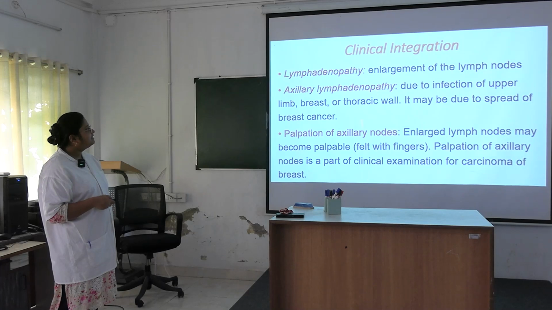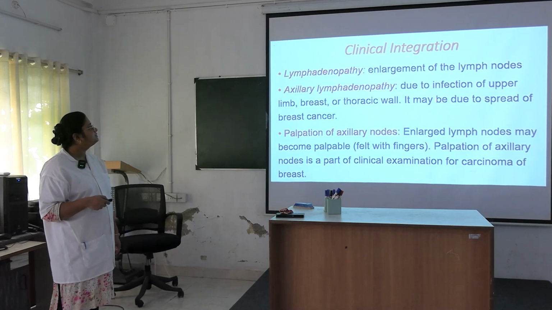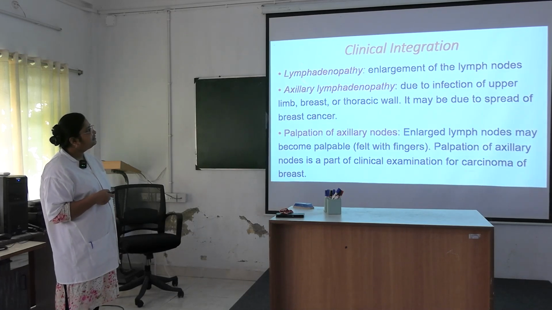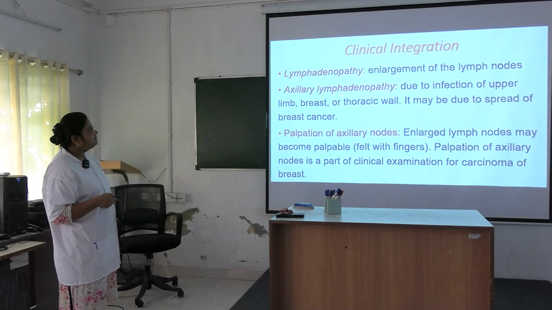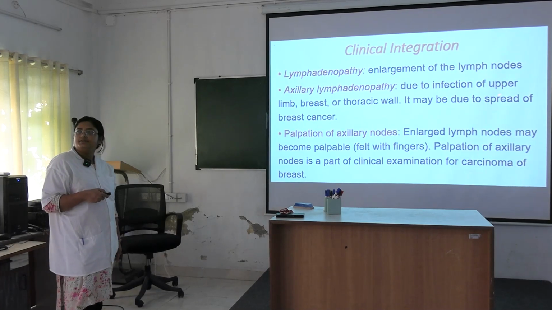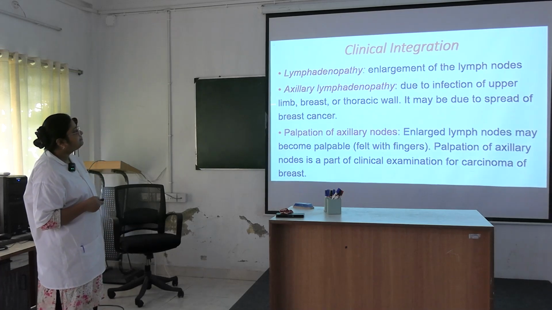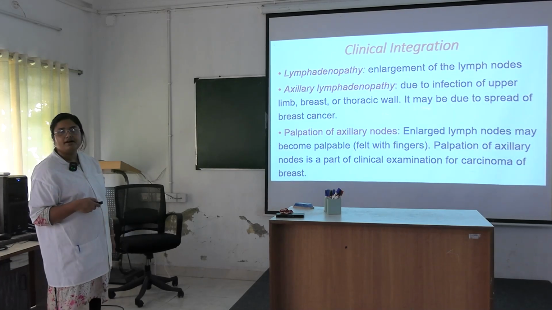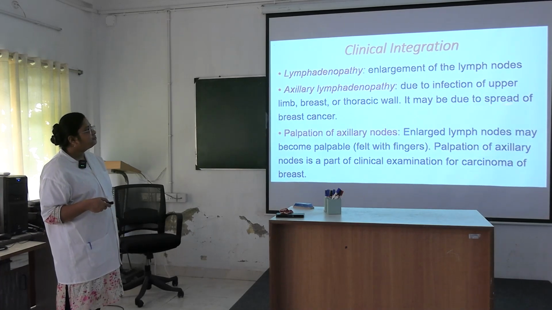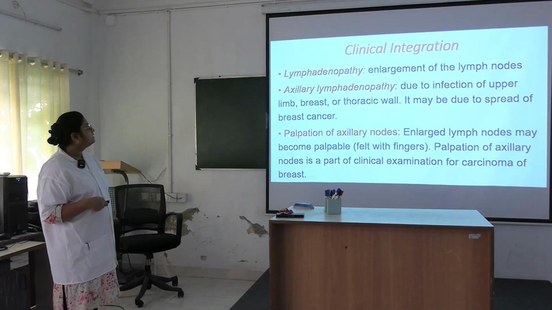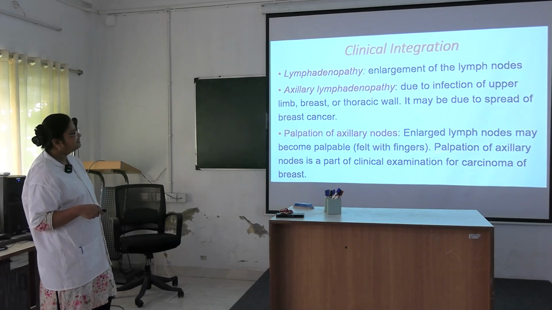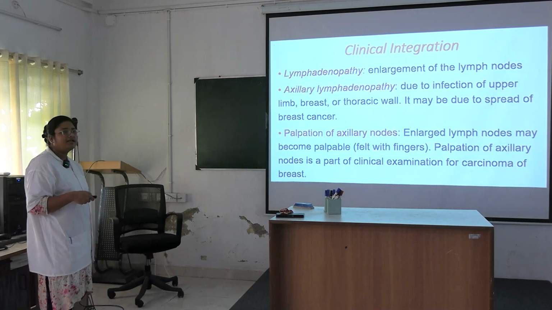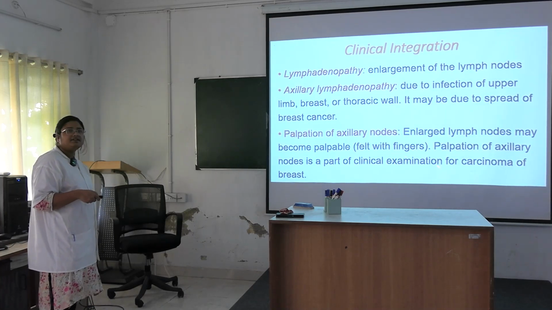Now, these are the clinical aspects of the axillary lymph nodes. Lymphadenopathy. Lymphadenopathy is enlargement of the lymph nodes. Axillary lymphadenopathy occurs due to infection of the upper limb, breast or thoracic wall, and it may be due to spread of breast cancer. Palpation of axillary nodes is done if they are enlarged. Enlarged lymph nodes may become palpable and felt with the fingers.